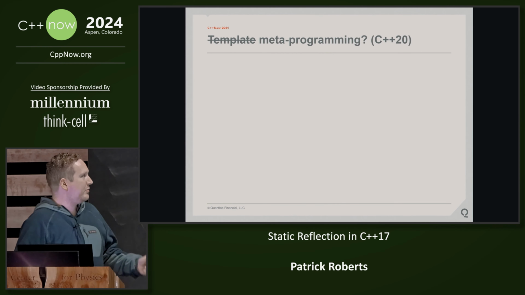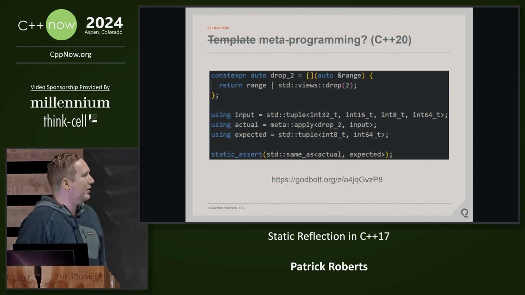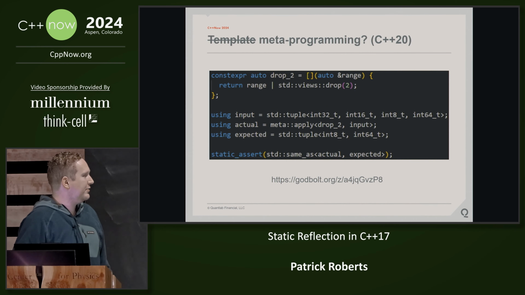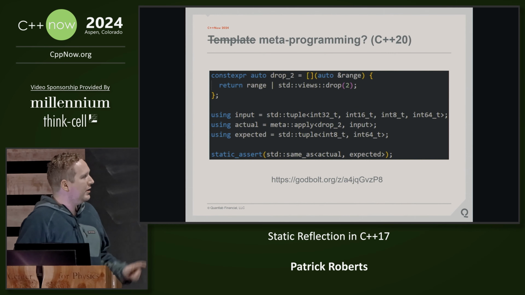So C++17 capabilities are somewhat limited. In C++20, with structural non-type template parameters, you can do some pretty interesting things here. I'm not going to share the meta apply implementation on here because I've only got 5 minutes, but you can check out the Godbolt link if you want to see how that works.